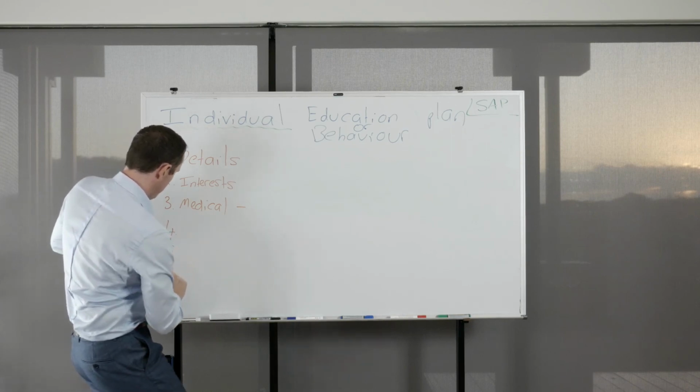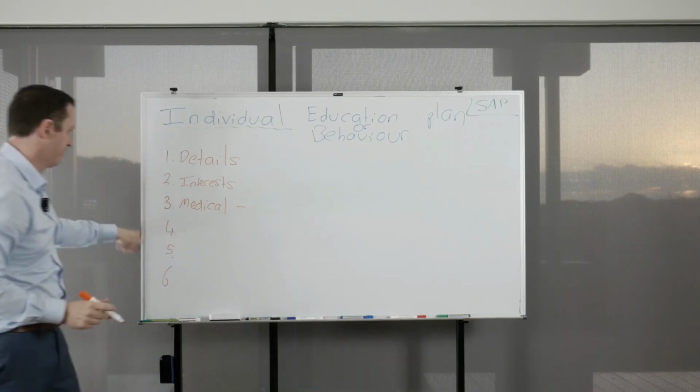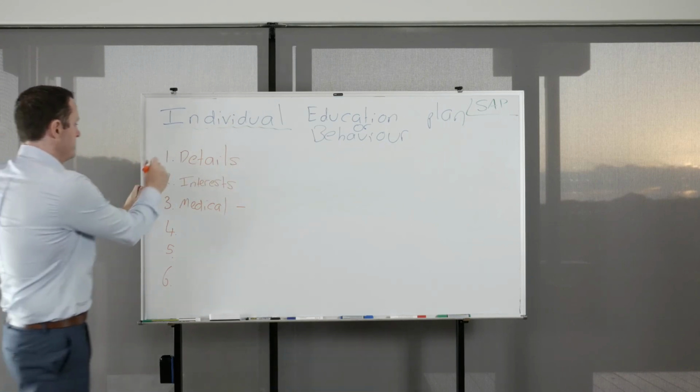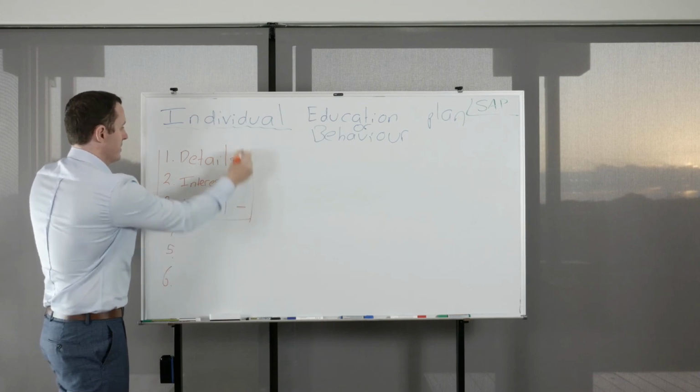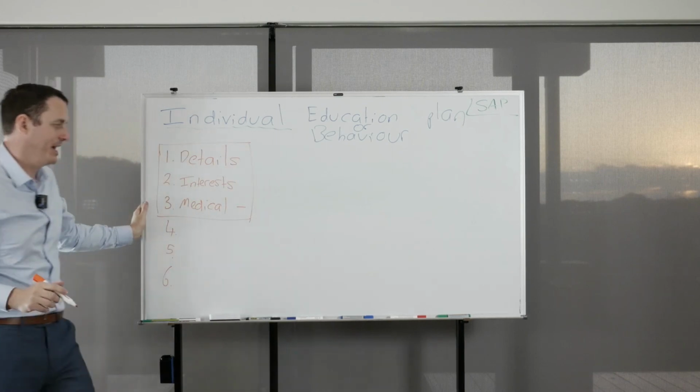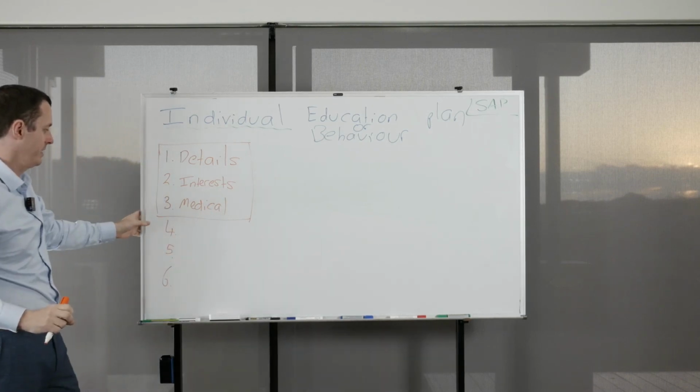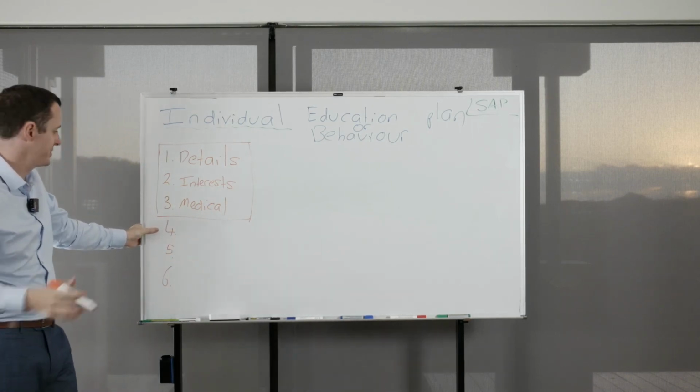Number four, number five, number six. Point is, working with parents to find that out and to really get that down pat. You may not always be able to do that, but it really does have quite a lot of advantages.